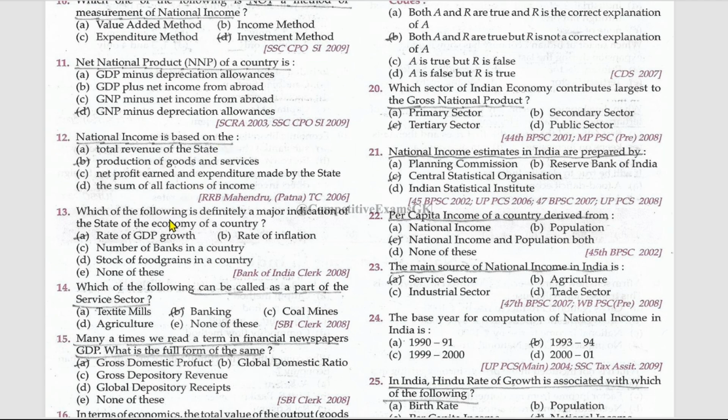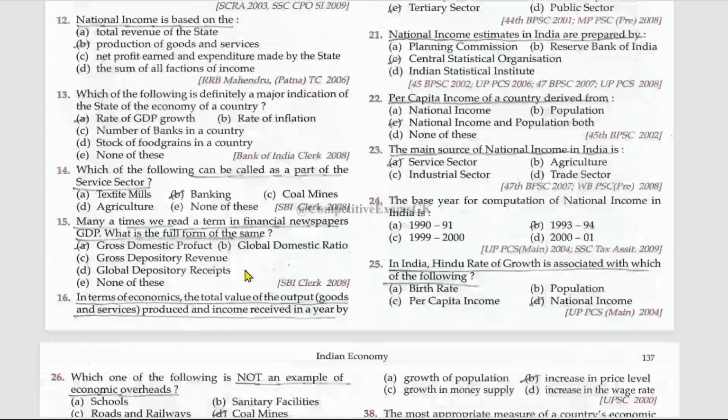Which of the following is definitely a major indication of the state of the economy of a country? Rate of GDP growth. Which of the following can be called a part of the service sector? Among these, banking is part of the service sector. Does the service sector come under primary, secondary, or tertiary? It comes under which one? Mention it in the comments.